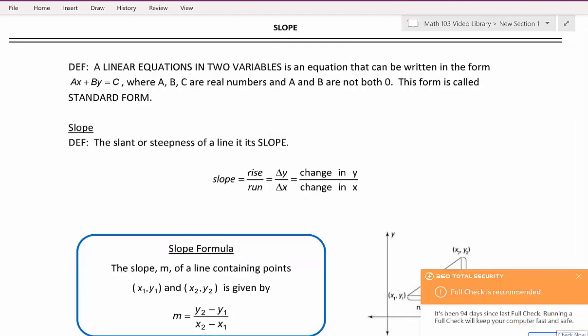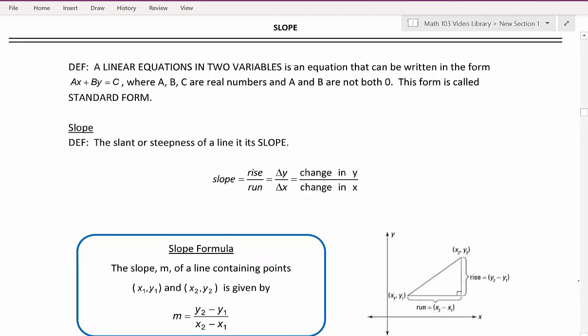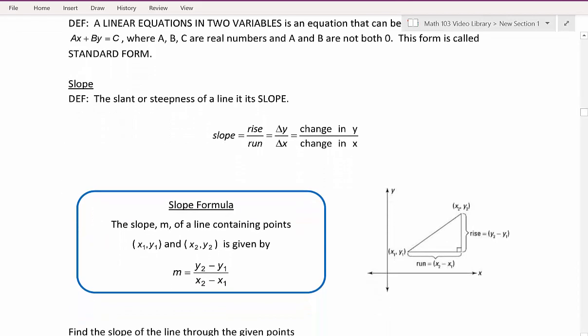We have a formula for calculating the slope between two given points, x1, y1, and x2, y2, on the Cartesian plane. The slope can be found m equals y2 minus y1 over x2 minus x1. So this is the change in the y over the change in the x.